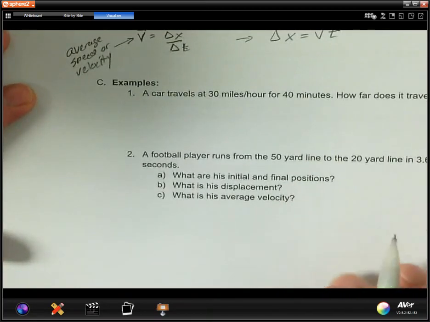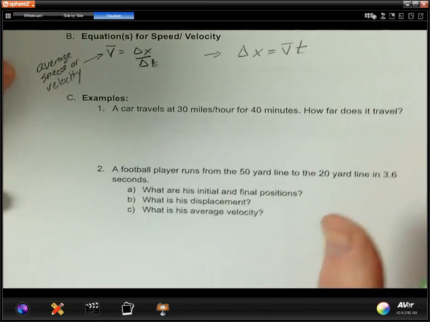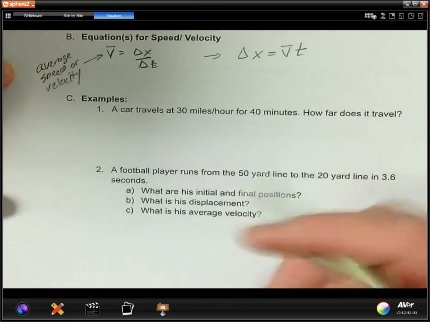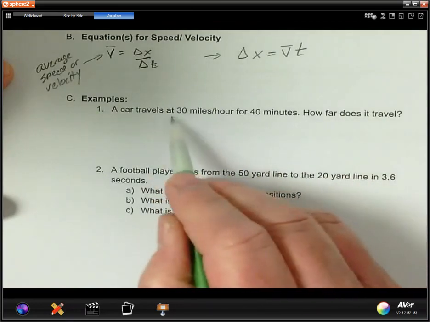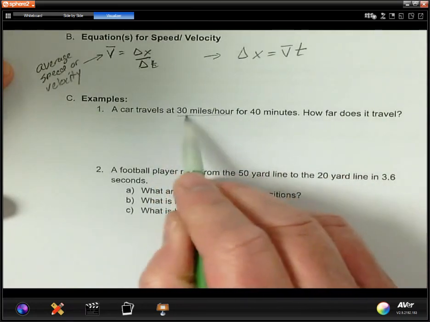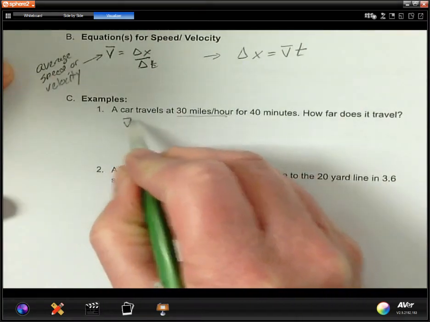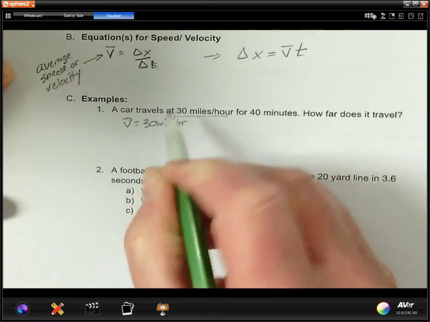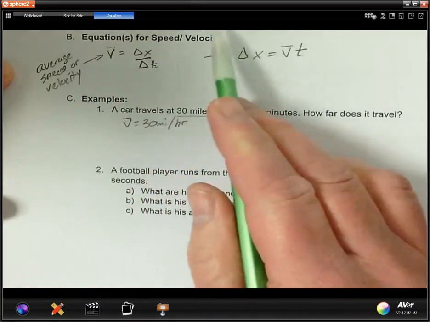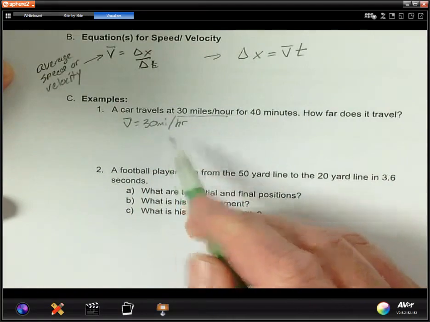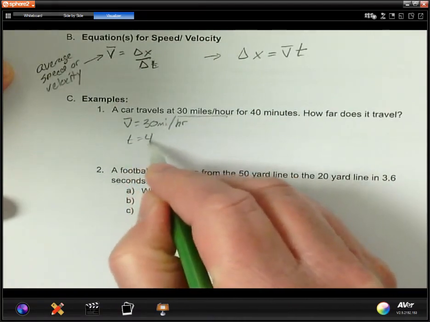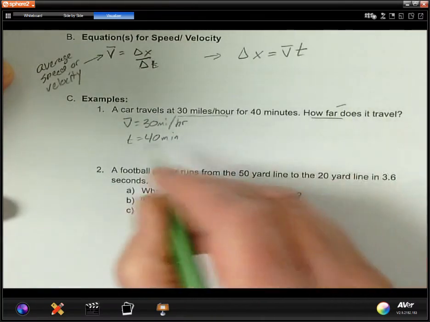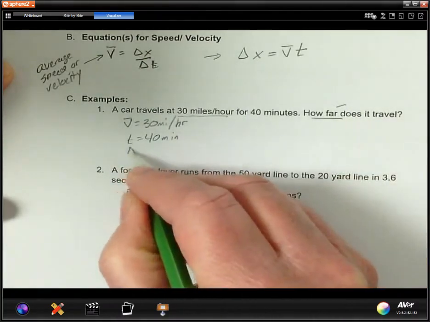All right, so here's our first example. For these you may be able to do them in your head, but when we start to get more complicated problems, it's a good idea to identify our variables. So we've got a car traveling at 30 miles per hour. That's our speed, so we're going to call that V. And up above, I said V is usually in meters per second, but it can be in miles per hour as well. And our time is 40 minutes. And we're looking for how far. That's going to be distance. That's going to be delta x.